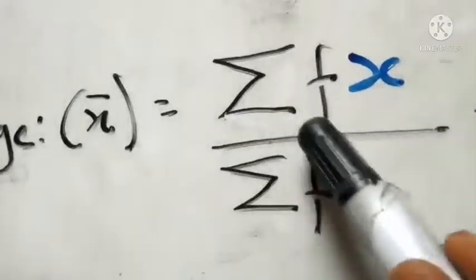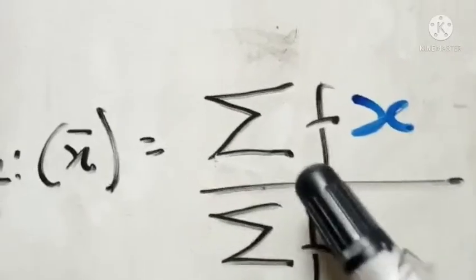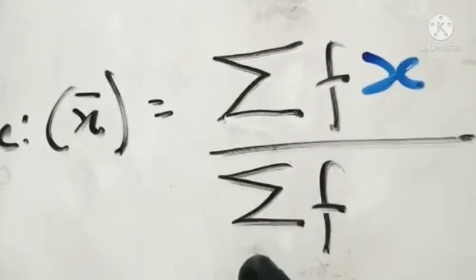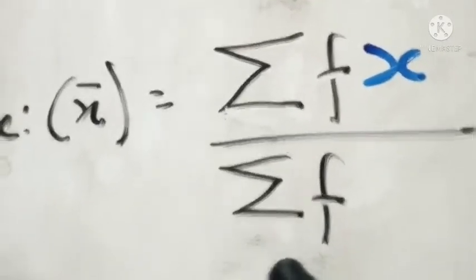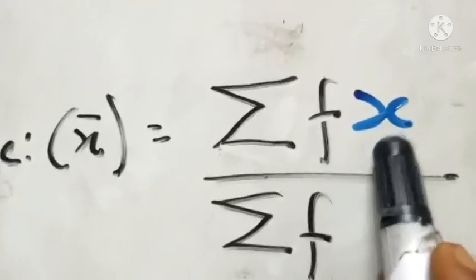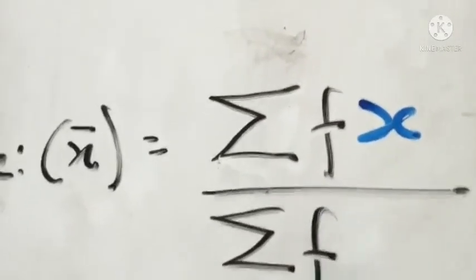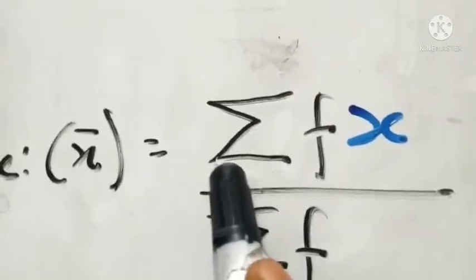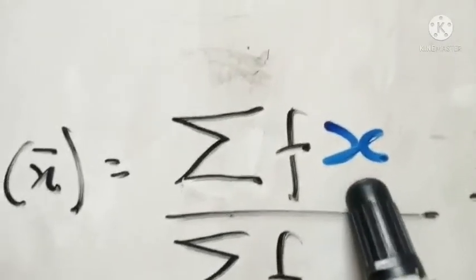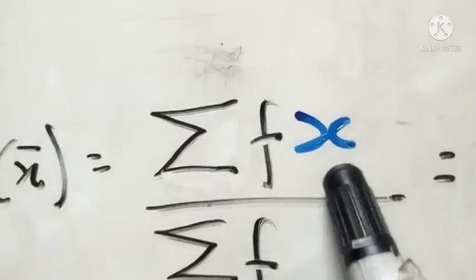The meaning of sigma fx is the summation, so summing fx, and then we are going to divide everything by the summation of f. This f is the frequency, so this is frequency multiplied by x. Now we know the frequency, so we know that we should add everything together. But we don't know this x. Is that okay? We don't know the x here.